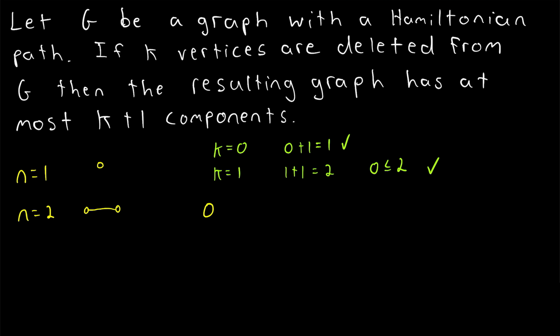If we delete no vertices, then the resulting graph should have at most 0 plus 1, or 1 components. And of course that's true. Deleting no vertices leaves us with exactly 1 component. If we delete one vertex, then we should have at most 1 plus 1, or 2 components. And if we delete either one of these vertices, we have 1 component, and 1 is less than or equal to 2, so that checks out as well. If we delete 2 vertices, we should have at most 2 plus 1, or 3 components. Deleting 2 vertices from this graph once again leaves us with the null graph, which we're saying has 0 components. 0 is less than or equal to 3, we're good to go.